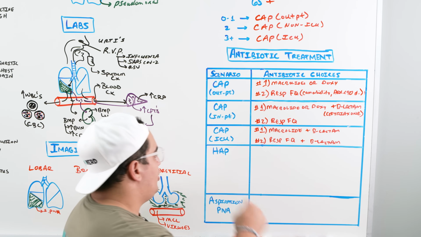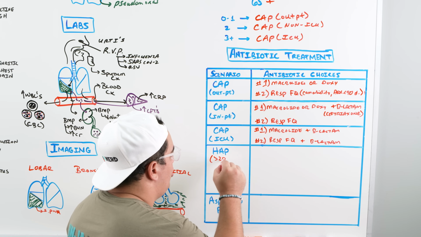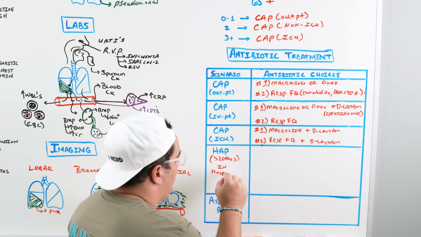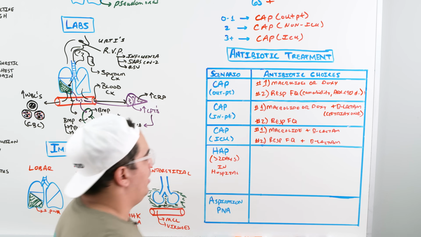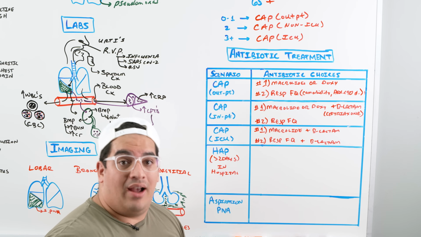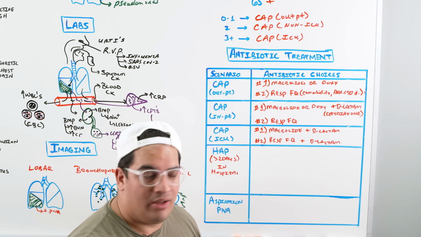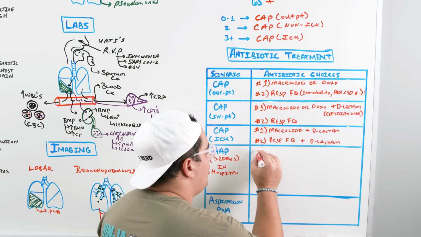HAP. This is generally greater than 2 days in the hospital, right? So whether this is with a tube down your airway or not, if you're in the hospital for 2 days or more and you have pneumonia, it is now a HAP. You're covering a different type of bug. What are the bugs that I told you to not forget?